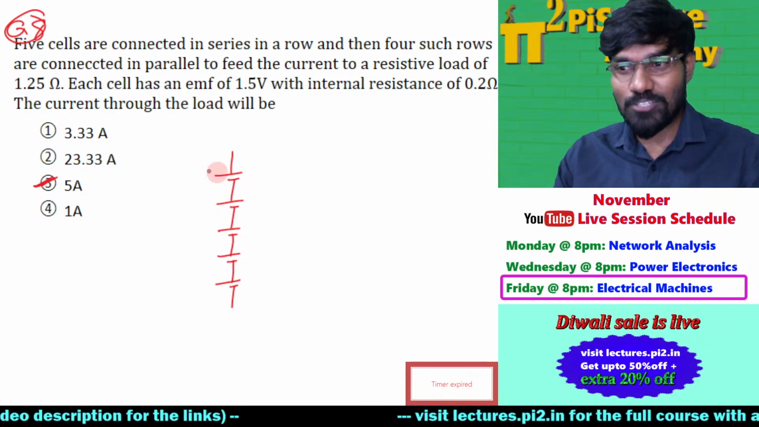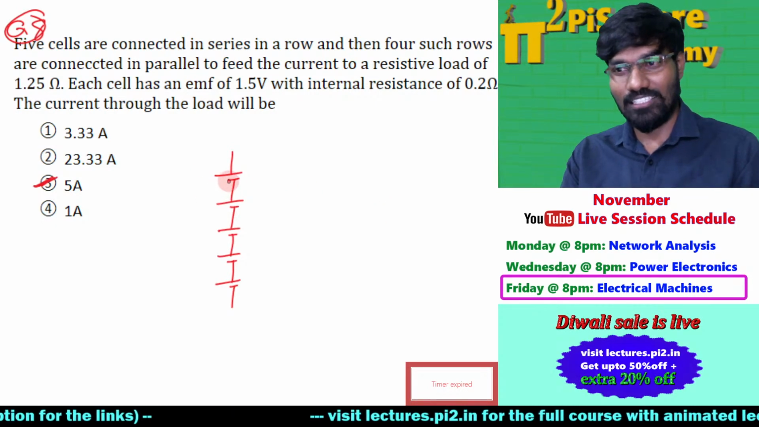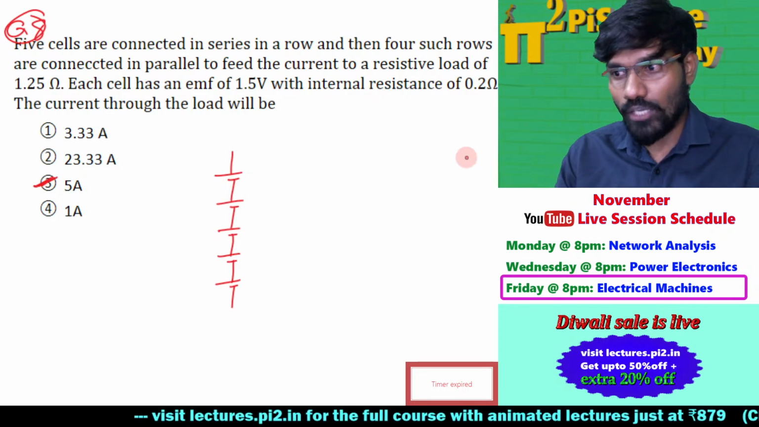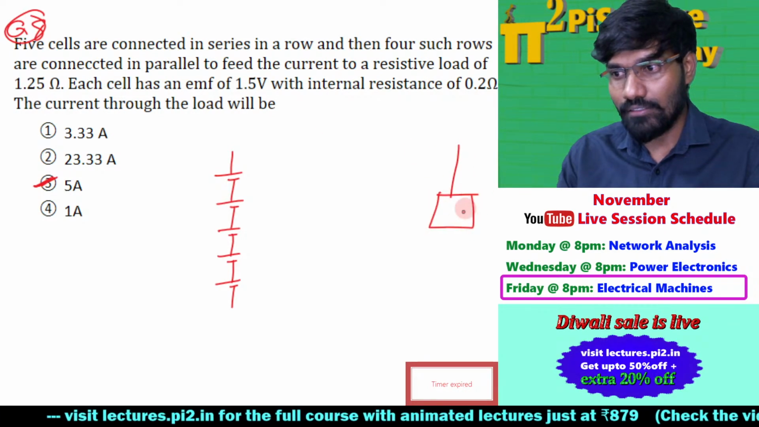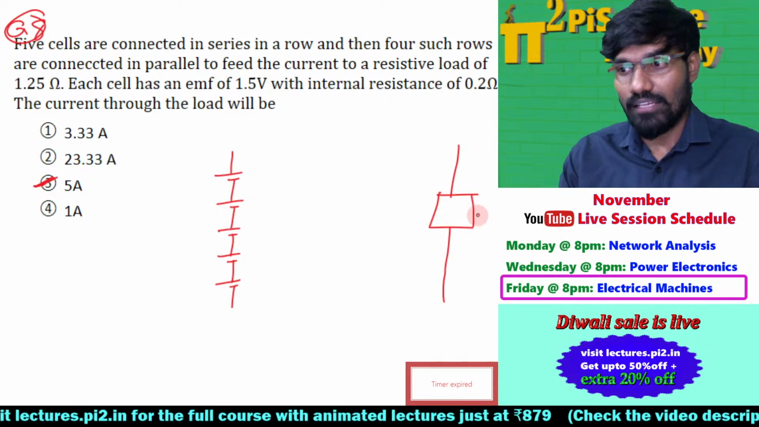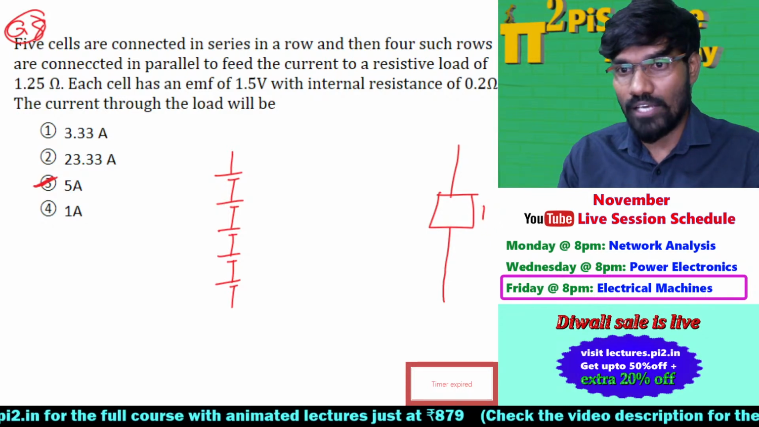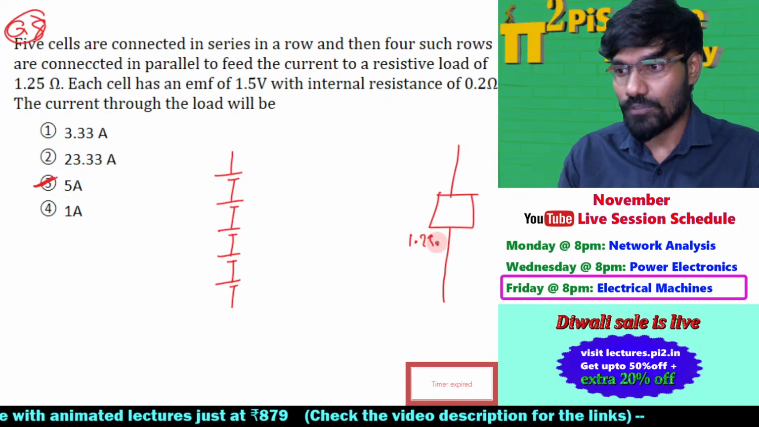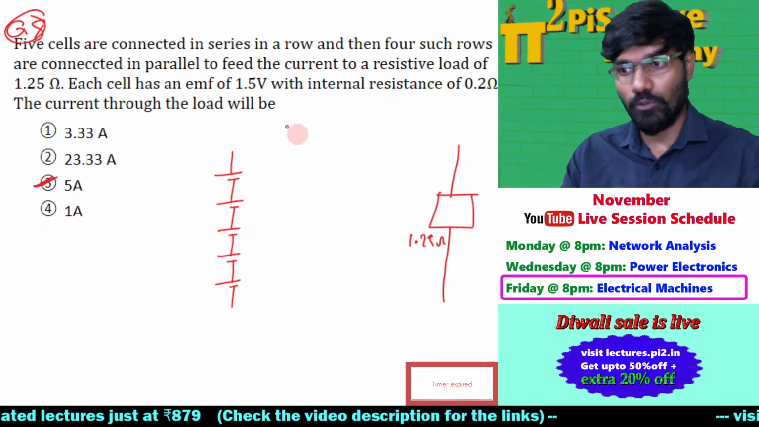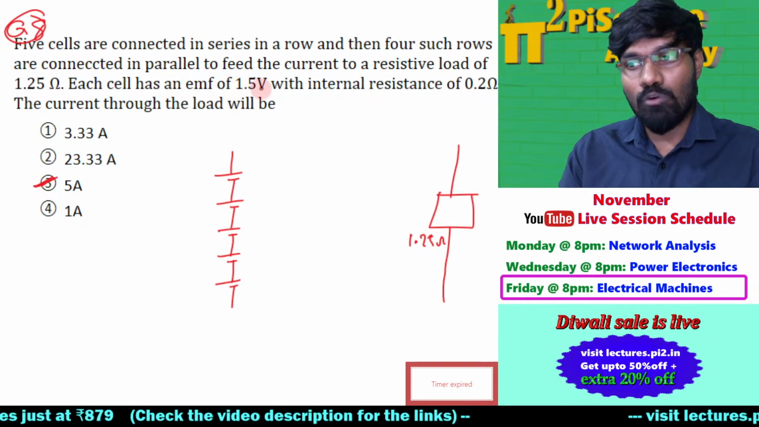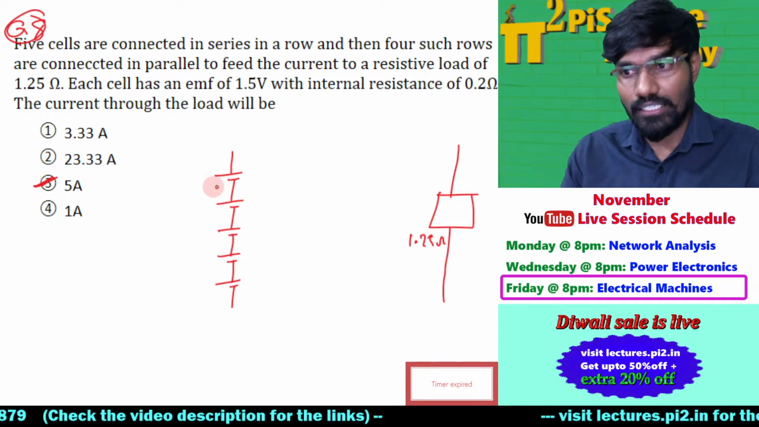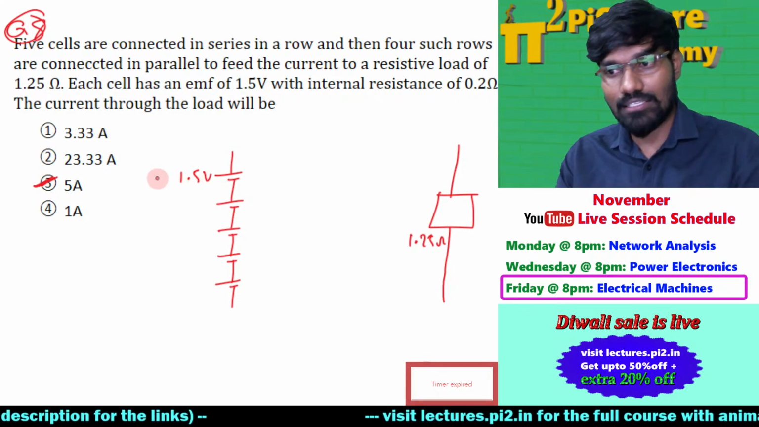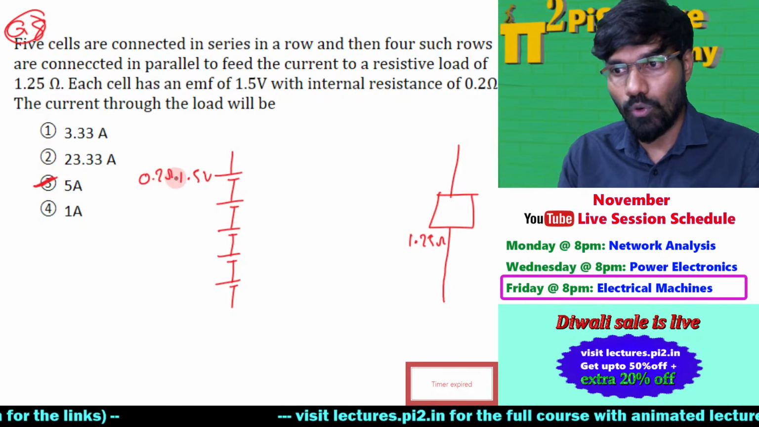Each one you can consider like that. And they're feeding a load. The load value is 1.25 ohms. Now each cell is having 1.5 volt with a resistance of 0.2 ohms.